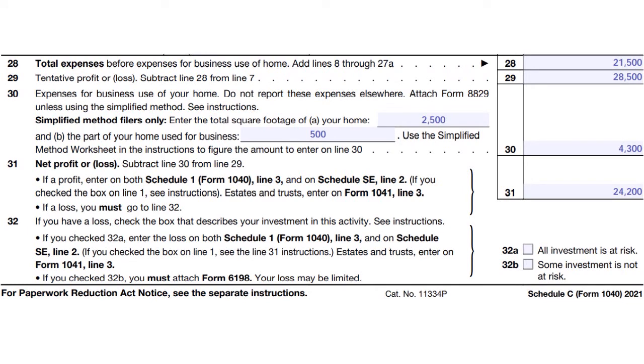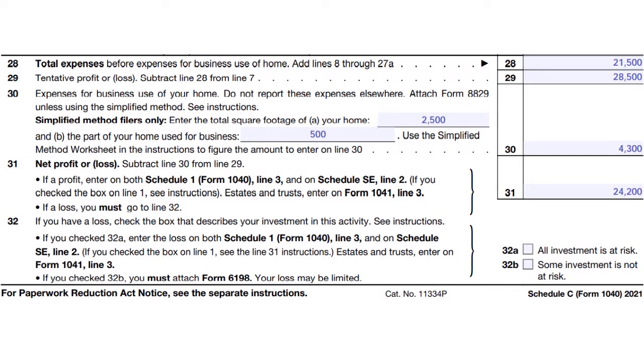Okay, and here we have to talk about line 30. So expenses for business use of your home. And basically, to make things very simple, there are two ways you can actually calculate this. You can go with the simplified method, or you can go with the quote unquote complicated method. We chose simplified. And what it is, our hypothetical home has 2,500 square feet. And we chose to dedicate 1/5 of that area to the business. So 500 divided by 2,500, that's 20%.